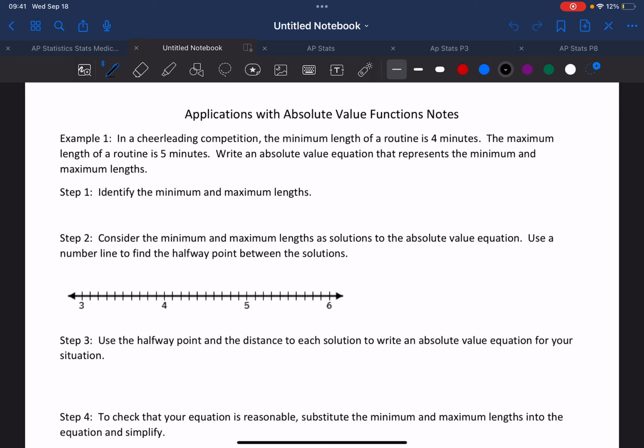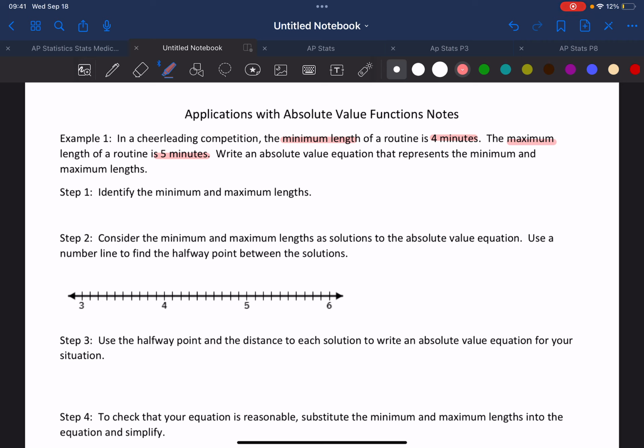So example 1 says, in a cheerleading competition, the minimum length of a routine is 4 minutes. So minimum length, 4 minutes. The maximum length of a routine is 5 minutes. Maximum, 5 minutes. Write an absolute value equation that represents the minimum and maximum lengths.